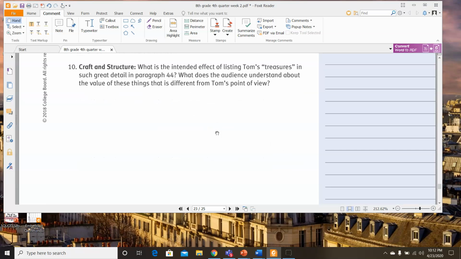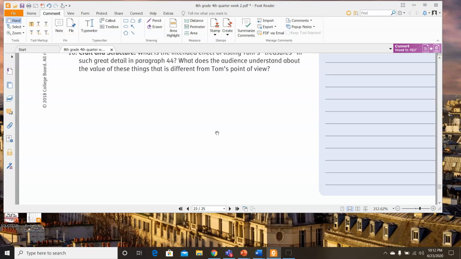Number 10, what is the intended effect of listing Tom's treasures in such great detail in paragraph 44? What does the audience understand about the value of these things that is different from Tom's point of view? So some of the treasures he listed, you might want to go back and look at what they are and how does the audience feel about them compared to how Tom feels about them.